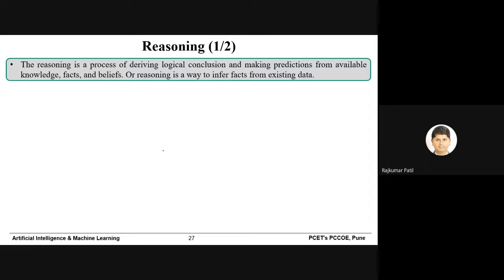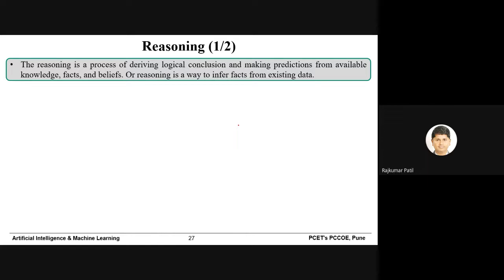So as we discussed, reasoning is a process of deriving logical conclusions and making predictions from the available knowledge, facts, and beliefs. Or reasoning is a way to infer facts from the existing data. So what we understood from the definition is that whatever information, beliefs, or facts are with us, we process that data in order to draw some valuable conclusion. And that conclusion may be in terms of some kind of decision making or any other reason.